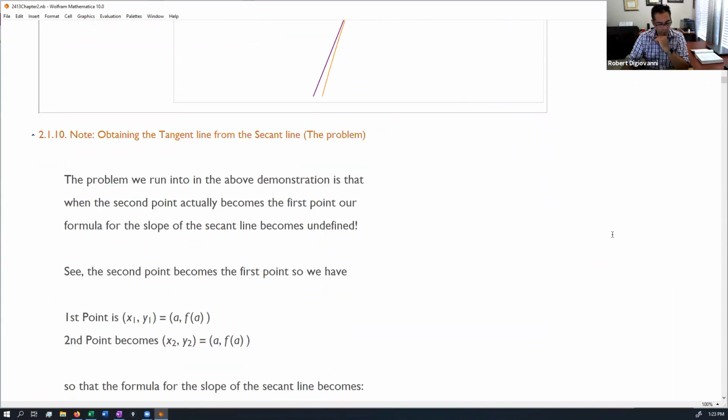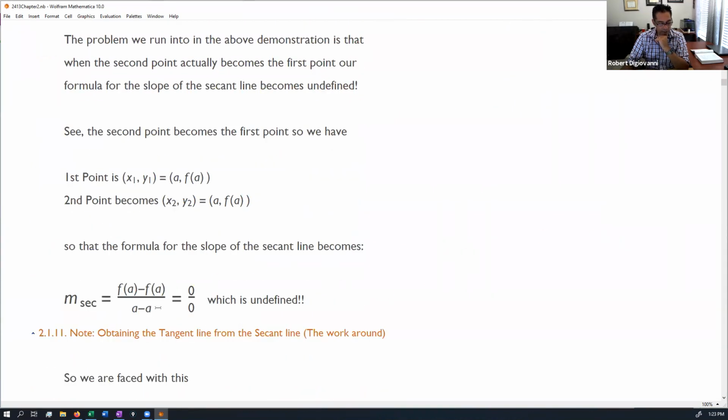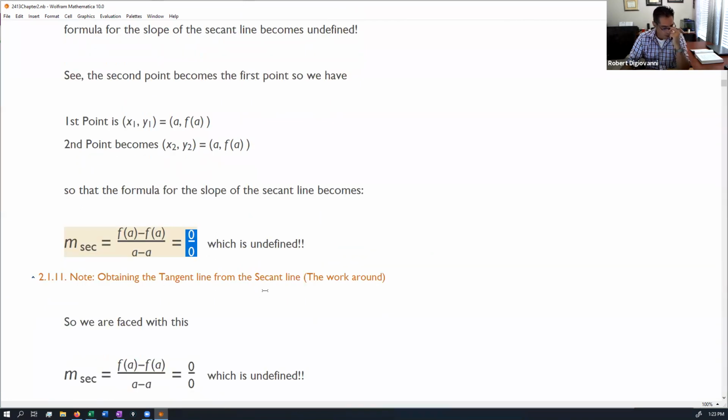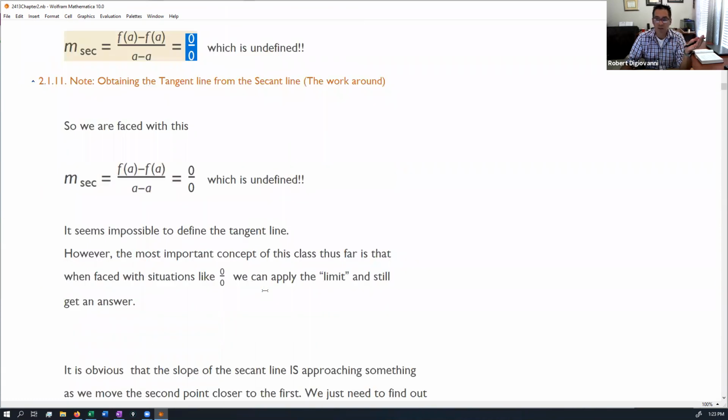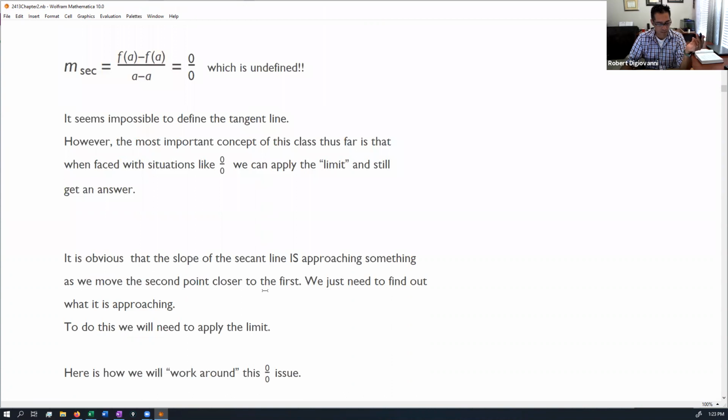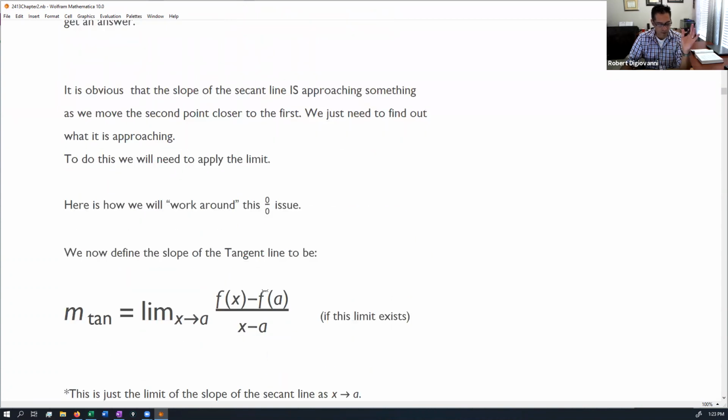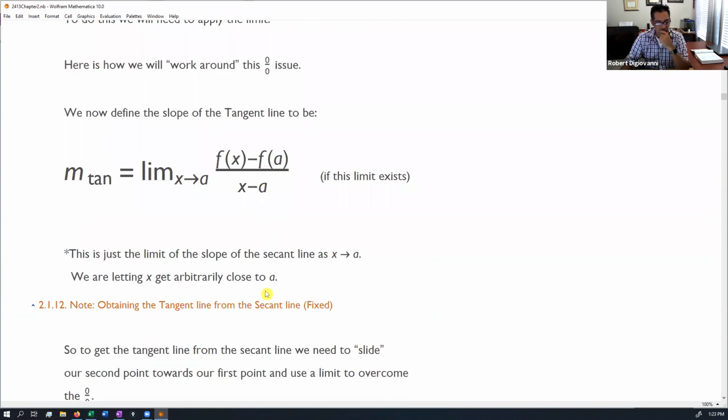So we have the problem, right? If we try to find the slope of the secant line and we have the two points on top of one another, we basically have 0 over 0, which is undefined. So the way we get around this is very simple. We're just going to take a limit, all right? I'm not going to read through this whole thing, but here it is. This is the big definition right here.